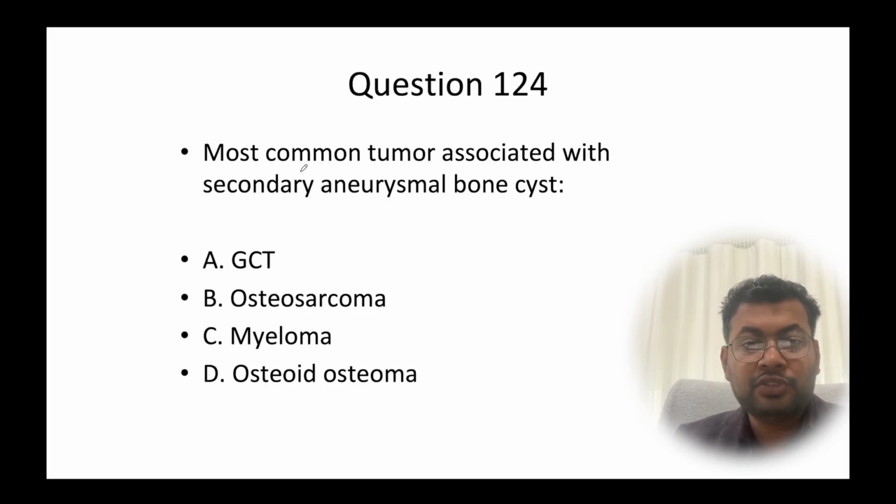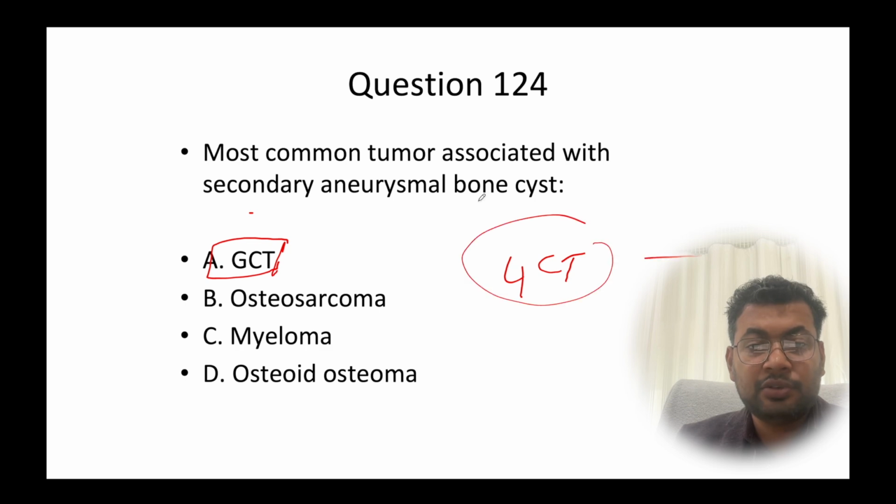Most common tumor associated with secondary aneurysmal bone cyst. They are asking secondary aneurysmal bone cyst. So some tumor converted into aneurysmal bone cyst. So GCT, osteosarcoma, myeloma, osteoid. The answer is A, GCT. So GCT can convert into ABC, that is called secondary ABC.